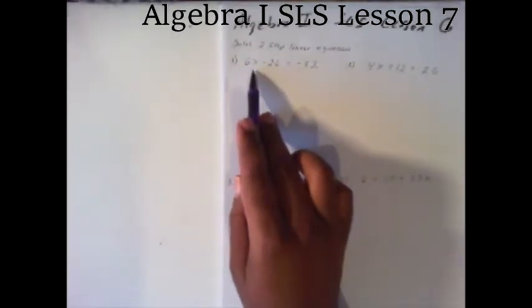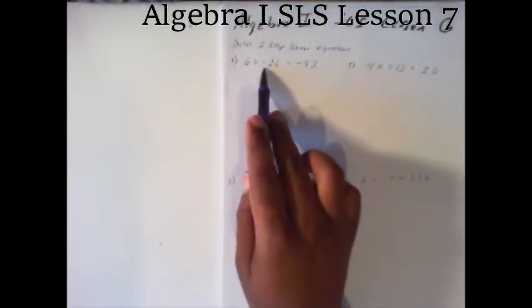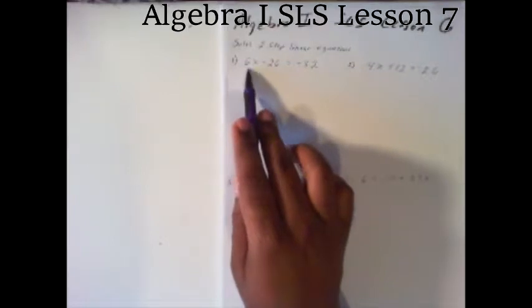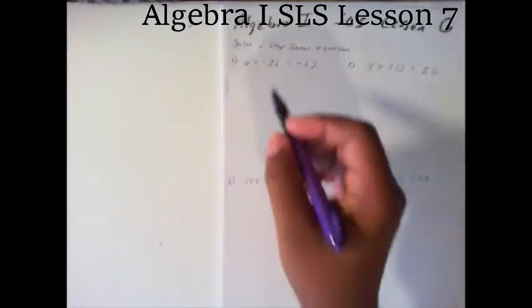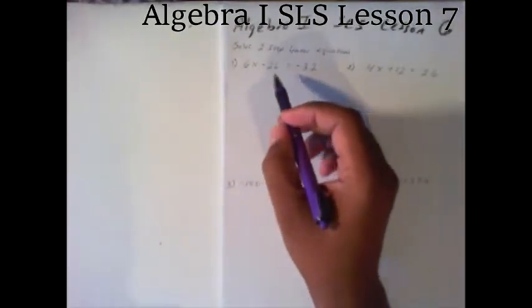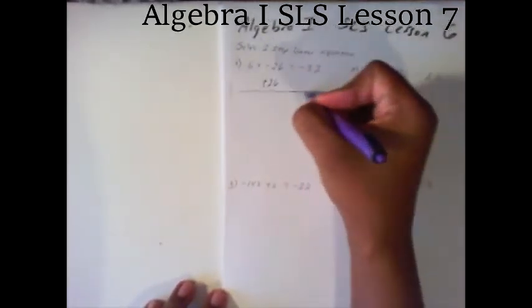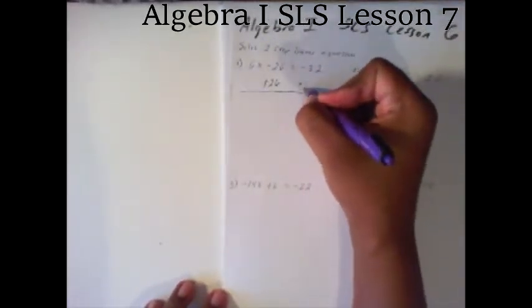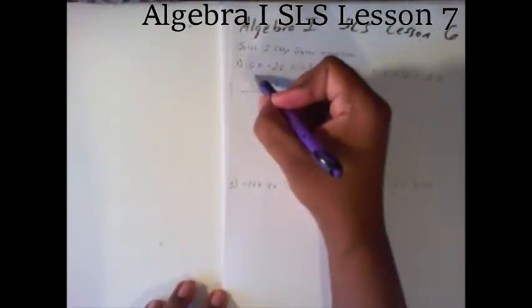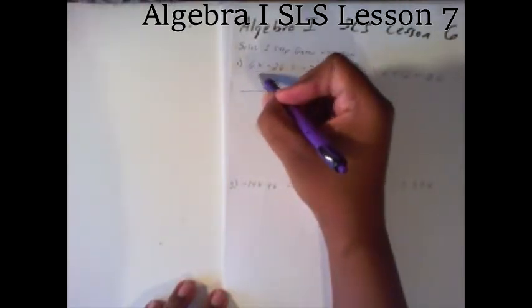It's on the left side, so we're going to work on the left to remove the subtracting 26 and the multiplying 6. So let's get rid of the subtracting 26 first by adding 26. And whatever you do to one side, you do to the other. So add 26. Here we start from the left and work our way to the right.